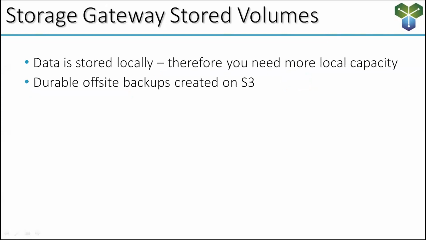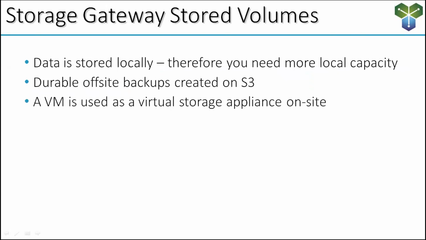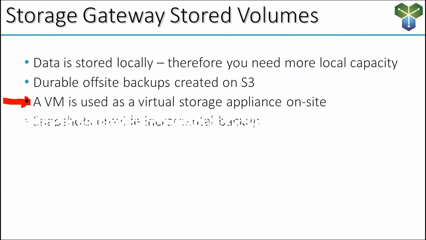And as you can imagine, this is a pretty attractive disaster recovery solution because now all of the data that's on my local storage appliance is going to be constantly backed up to S3. And again, we're going to have to create a virtual machine on premise that's going to be used as a virtual storage appliance. But we have that option there to use a storage gateway with either stored volumes or cached volumes. And again, we can take EBS snapshots of the data that we're storing. So that gives us that incremental backup solution and multiple restore points.